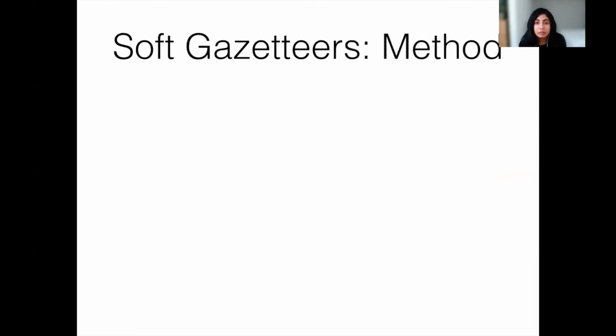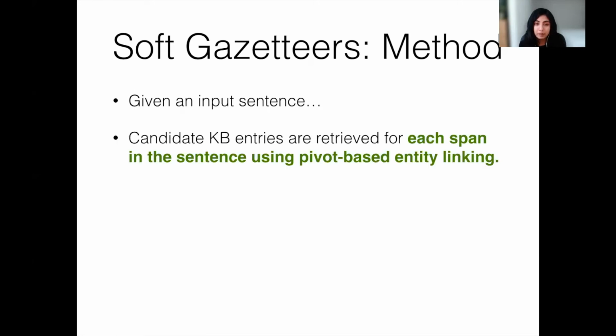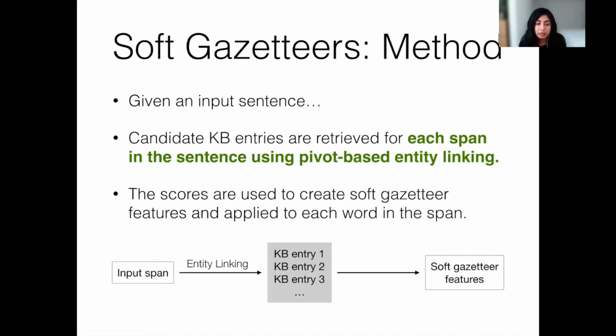As we saw earlier, entity linking systems typically score knowledge base entries based on their similarity to the input. So given an input sentence for named entity recognition, we first split the sentence into spans based on tokens. In our case, we use up to 3 words per span. For each span in the sentence, we use the entity linking method to retrieve a list of the top scoring knowledge base entries. The scores are then used to create soft gazetteer features for each word in the span.